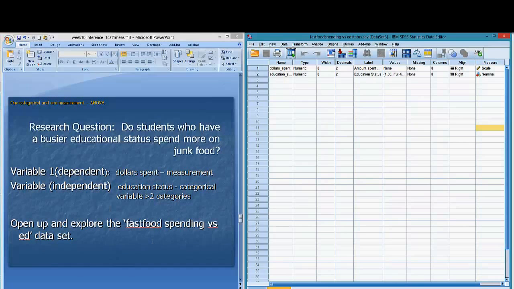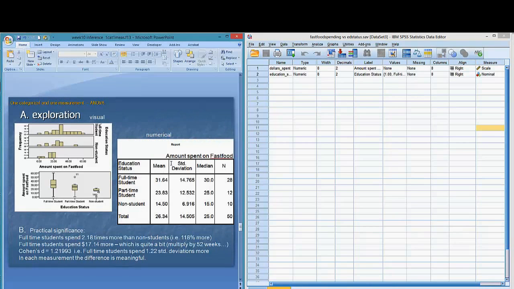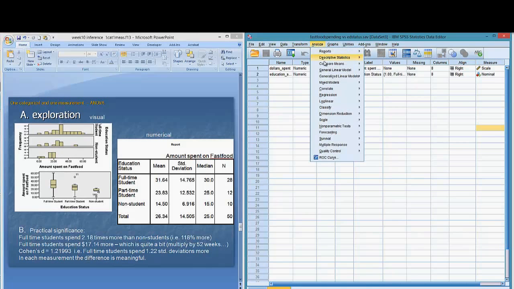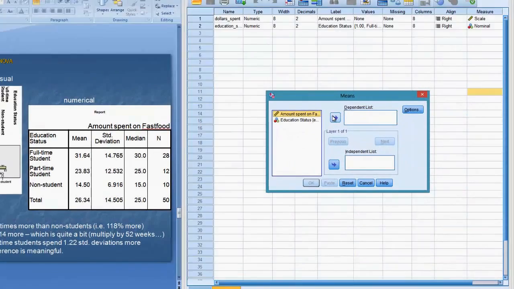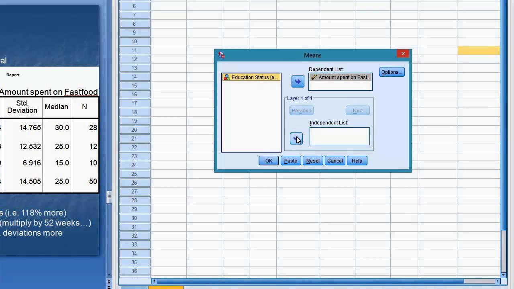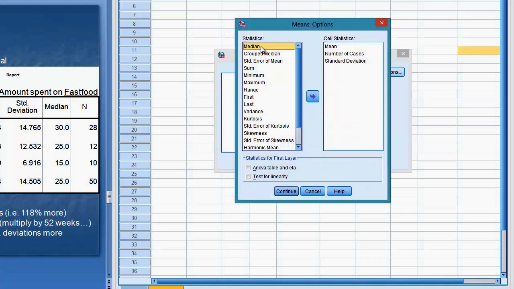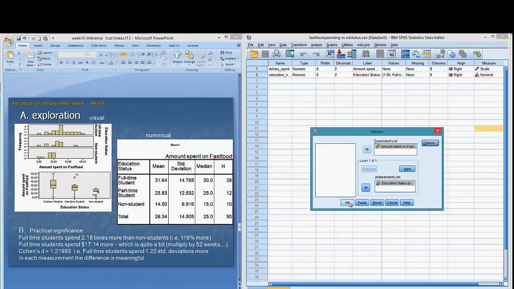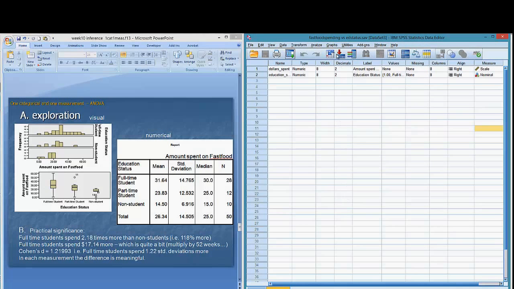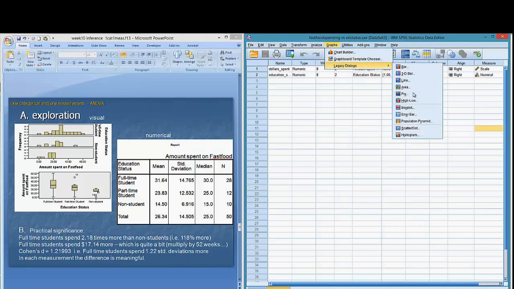And we're going to explore. How are we going to explore? Well, we're going to do the same thing, numerically and visually, that we did with the other one, where we only had two categories. There's really no difference. So we do means. Amount spent on education is the dependent, that's the measurement variable, and the categorical variable. And again, under options, we're going to add in the median here. I think it's very useful. Okay. And we're going to do graphs. We're going to take a look at the box plot again.